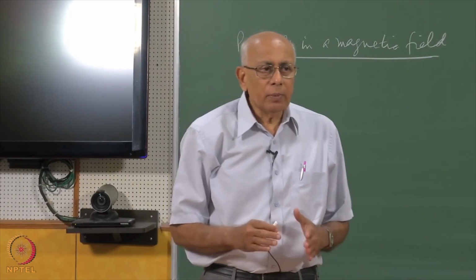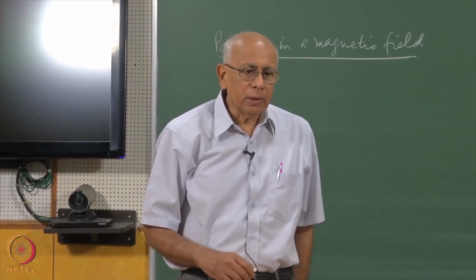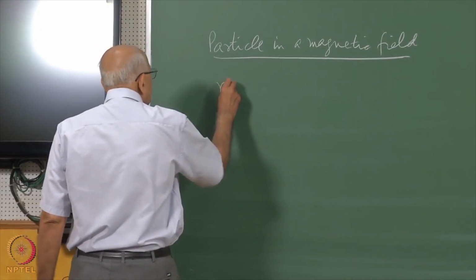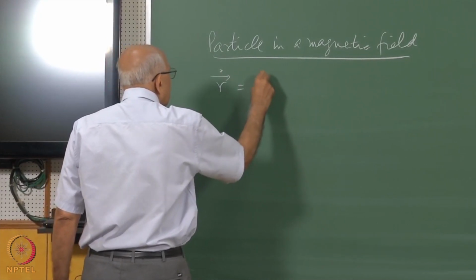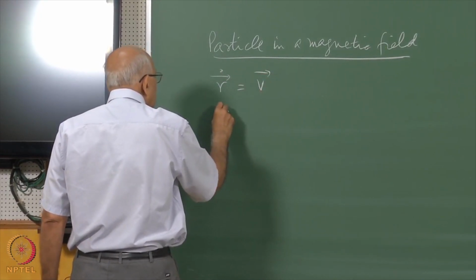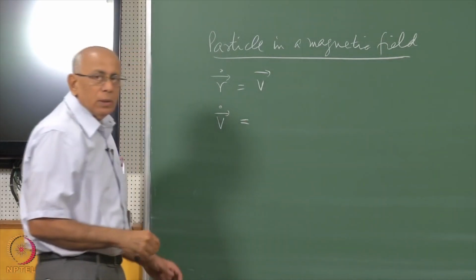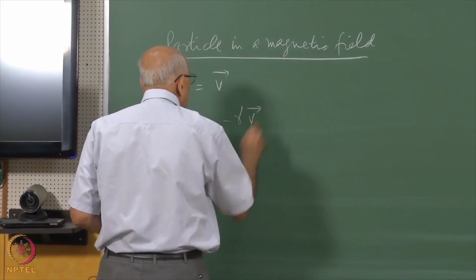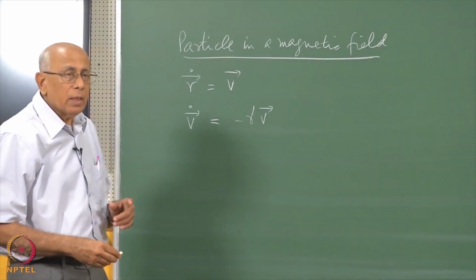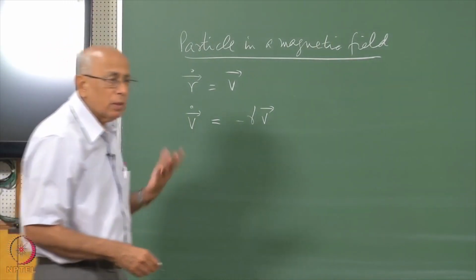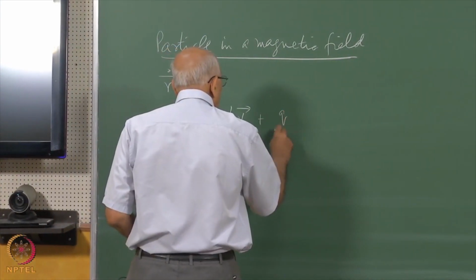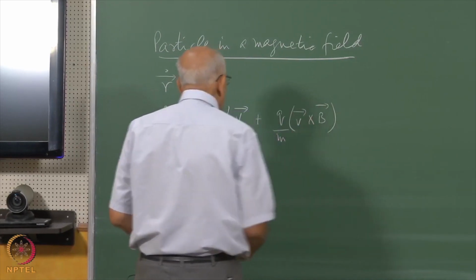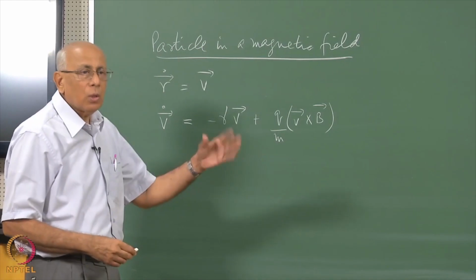So, as usual, all we have to do is to write down the Langevin equation, the pair of Langevin equations for the phase space variables. So, we could start with r dot equal to v as before, but v dot is equal to the friction term, our usual friction term. So, this is minus gamma times v on this side, plus this time there is a force due to the magnetic field, which is a Lorentz force. So, plus q over m, v cross B, that is the systematic part of this force, and then there is the usual noise term.